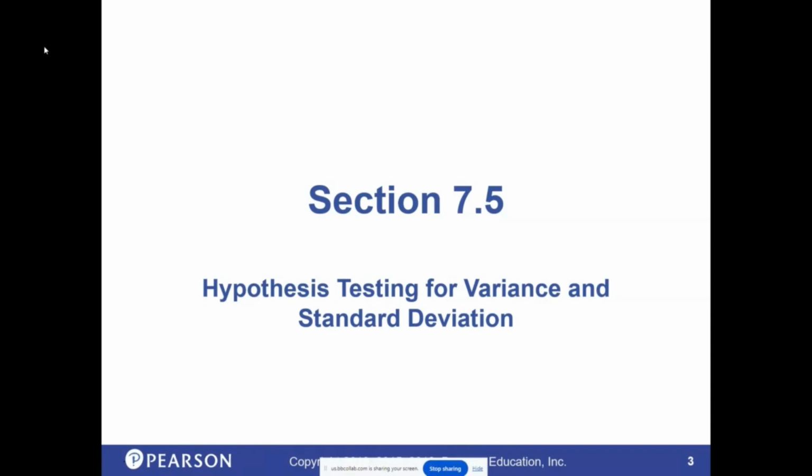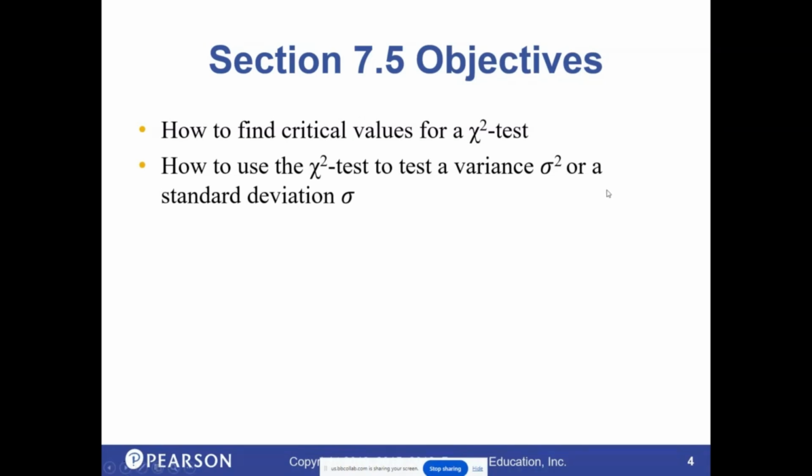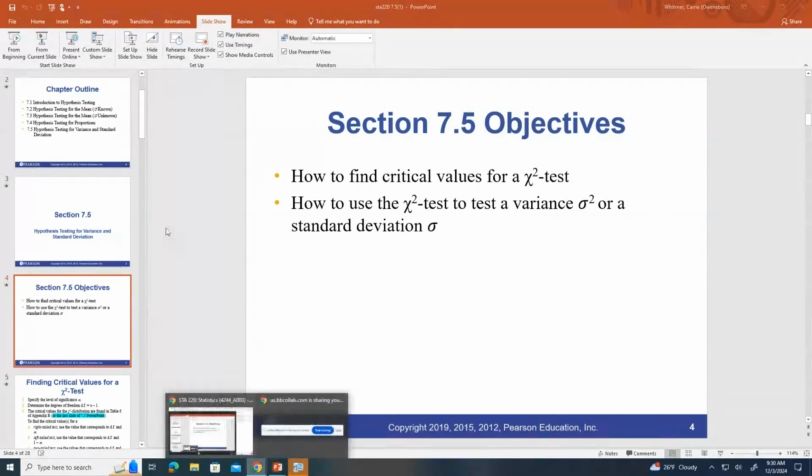Last hypothesis test. This one is for variance and standard deviation. We are going to look at how to find the critical values for a chi-squared test, and how to use the chi-squared test to test a variance or a standard deviation. If you remember from the last unit, the chi-squared is the one we cannot do on our calculator. So you'll need the table there.